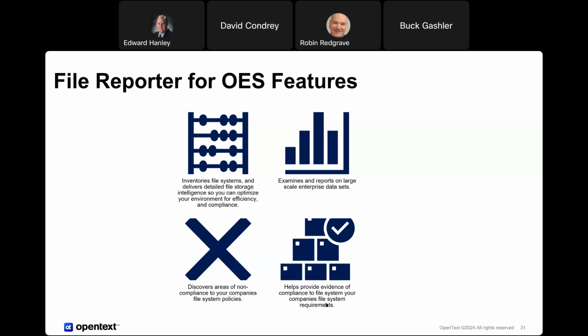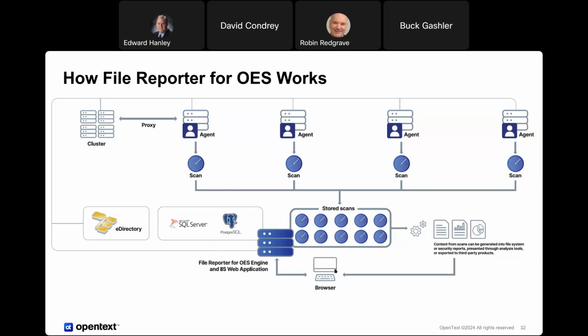So help provide evidence of compliance, again, internally or externally motivated, whatever that is, from a management and access standpoint. So how File Reporter for OES works is pretty simple. Basically, we're going to go out and we're going to collect data. We're going to have different types of scans. We may be worried about security. We may be worried about metadata and content. We may be worried about both.